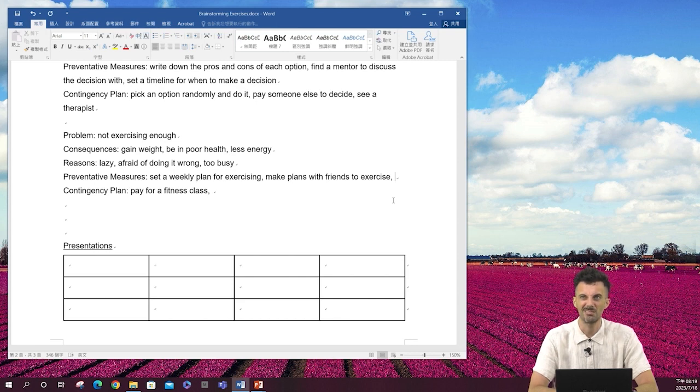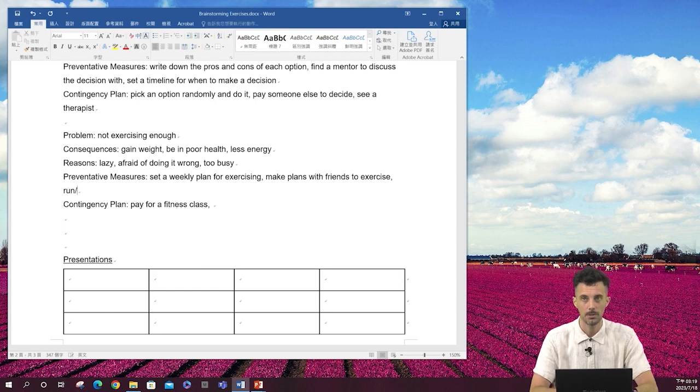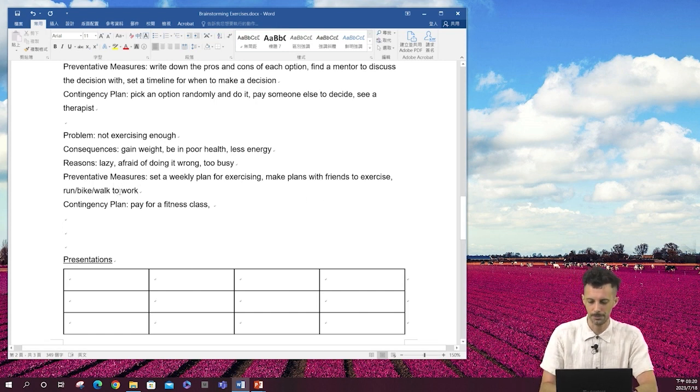Okay, maybe you can. I would say it's something that could even work for a commute to work. Run, bike, walk to work. I do that. I bike, sometimes walk. Yeah, finding things like that.